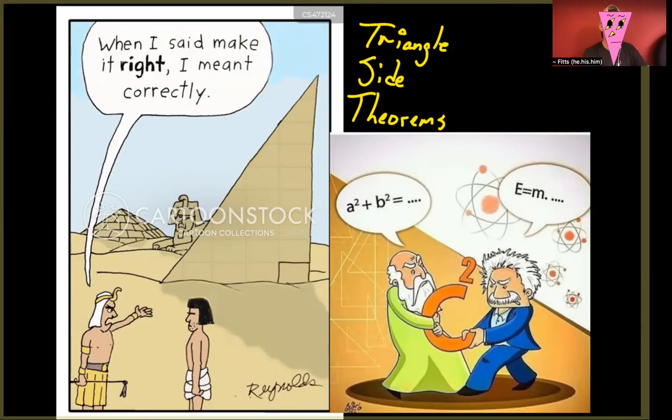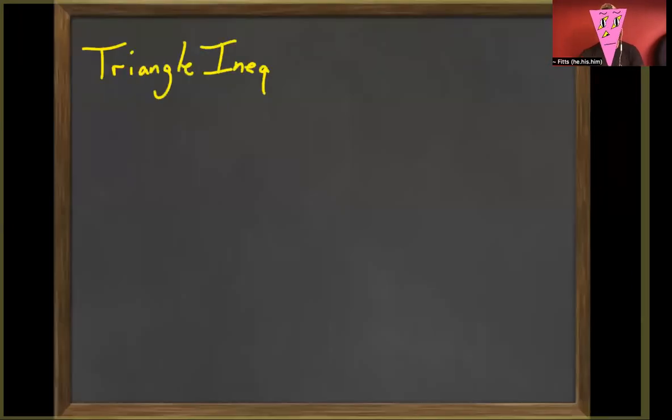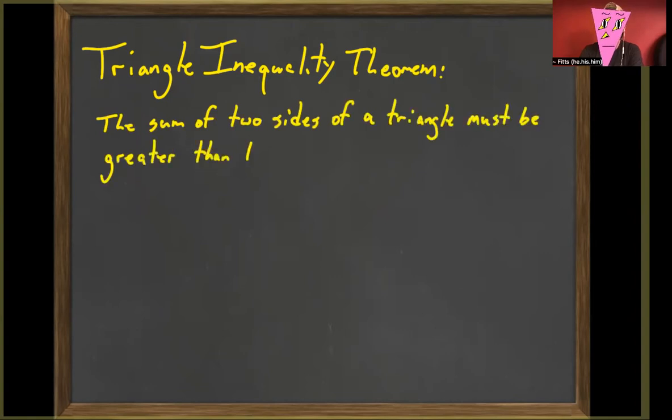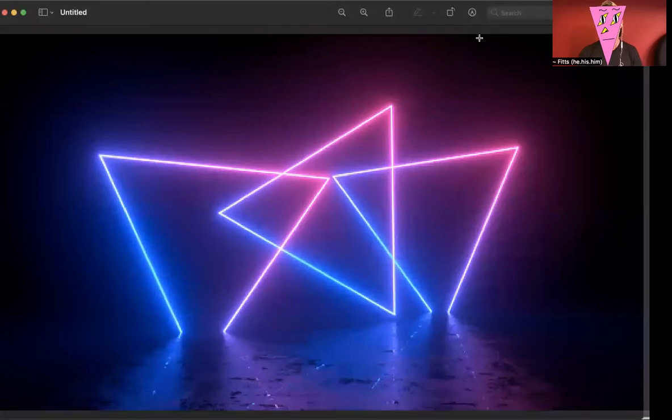So the first of these triangle side theorems is the triangle inequality theorem. And what's this all about? Well, the reason it's called the triangle inequality theorem is the sum of two sides of a triangle must be greater than the third side. So that's why it's an inequality. It's not equal, it's greater than. Not less than, but greater than. And so what do I mean by that? And also please write this down in your notes. So if you want to pause the video, you can do that.